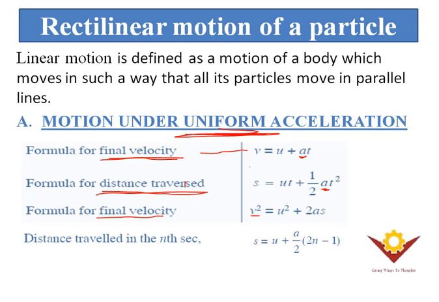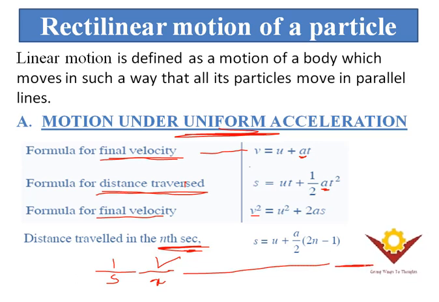Okay. And the next one is distance traveled in the nth second. For example, if your body is moving the first second some distance s, in the second it will move some distance x, and like that it will go on. And what is the distance it has traveled in the nth second?